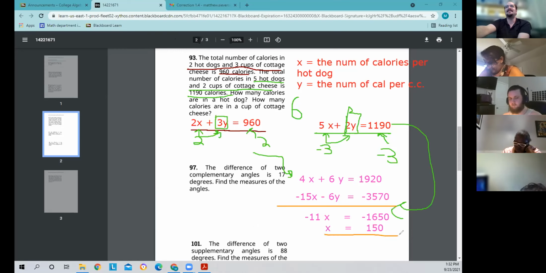So this is the step where people see this thing and they're like, "Oh man, I'm there." Not quite all the way there yet. So we got to take just this. The hot dog calories. That's the hot dog calories. We still got to find cottage cheese calories.